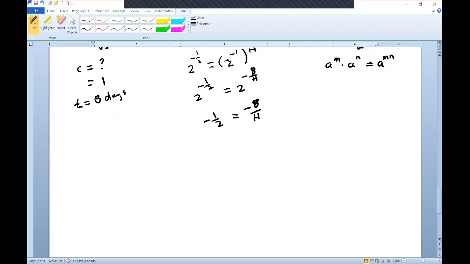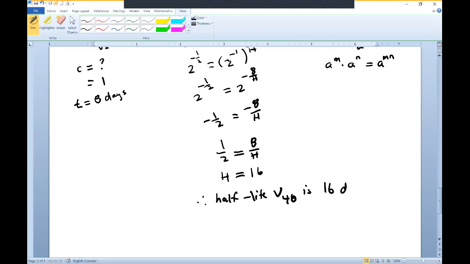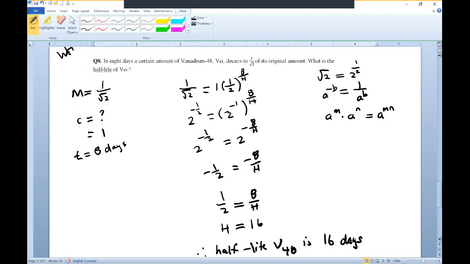Get rid of the negatives. 1/2 is equal to 8 over h. And then, of course, h, using cross multiply or rearranging, is 16. The half-life of vanadium-48 is 16 days. And I guess I should have done the previous questions like that too.